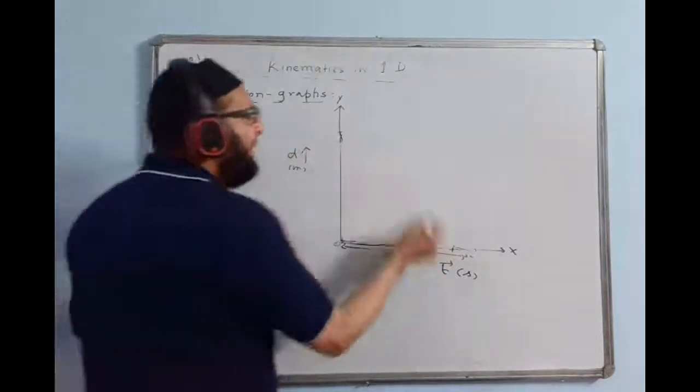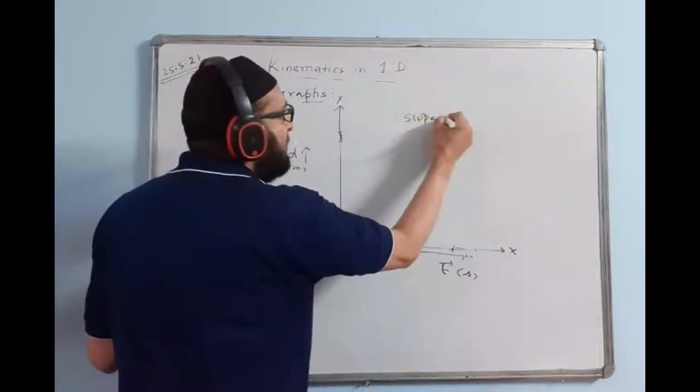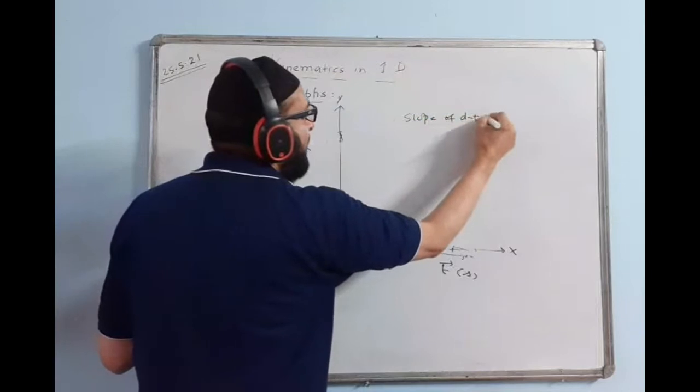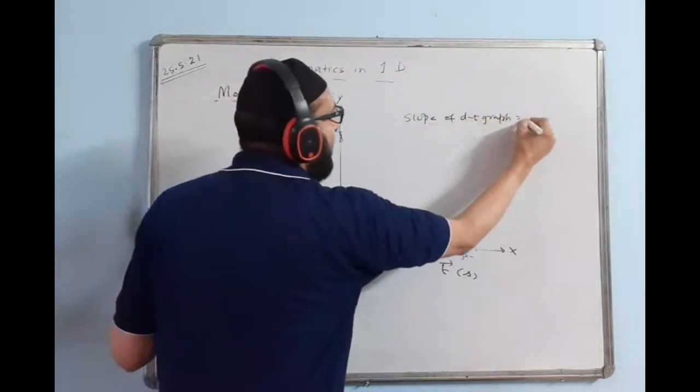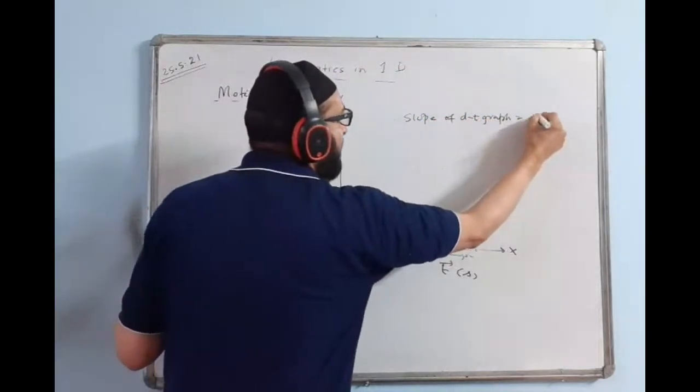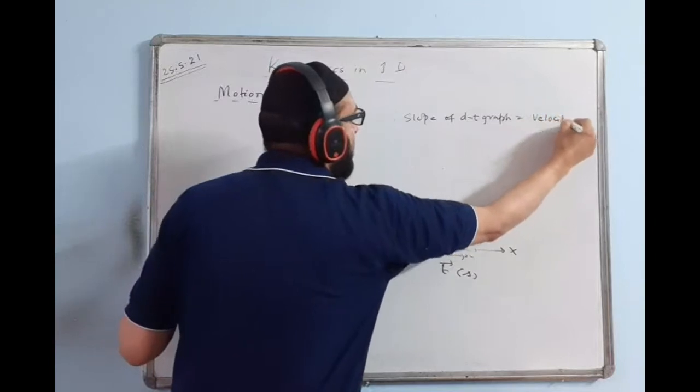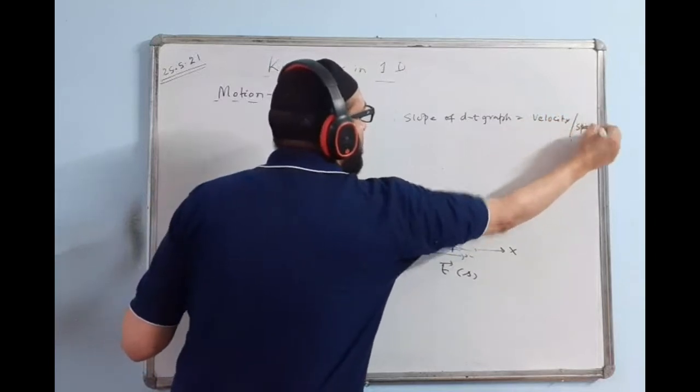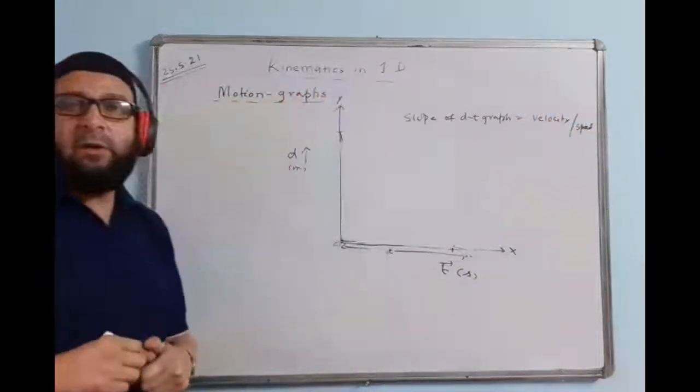That is, the slope of the dt graph, the displacement-time graph, will give the value of velocity or speed.